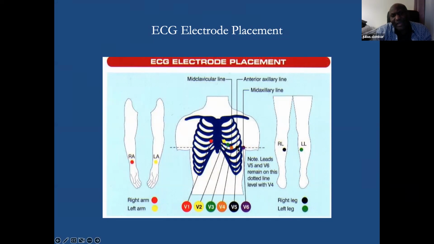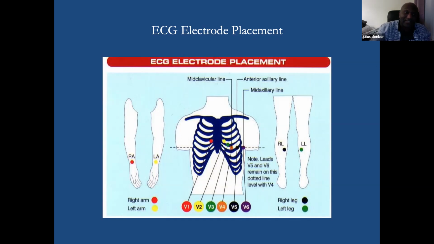Your V5 is in the same horizontal plane as your V4, in the 5th intercostal space, at the anterior part of your axilla, the front of the armpit. And your V6, again in the 5th intercostal space, is in the same horizontal plane as your V4 and V5, in the middle of the armpit, mid-axilla. Those are the standard positions of the chest leads.